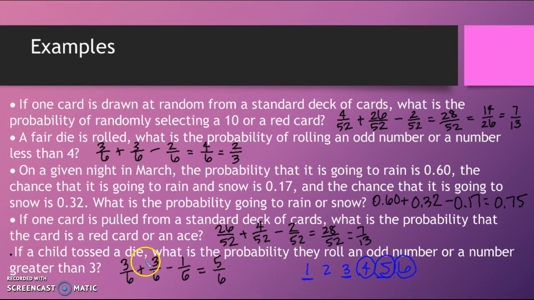But if I just added, this 5 over here was counted twice because I counted it with my odds and with my numbers greater than 3. So I had to add those probabilities together, but then subtract that one overlap so that I didn't count it twice. And that's what it means to be non-mutually exclusive. You have that one event or several things that are in common between your two events.